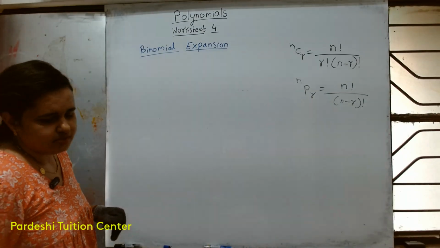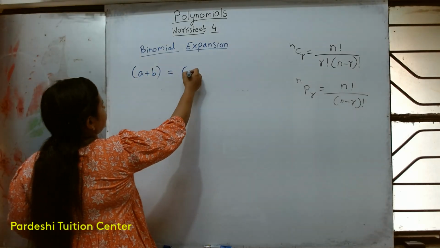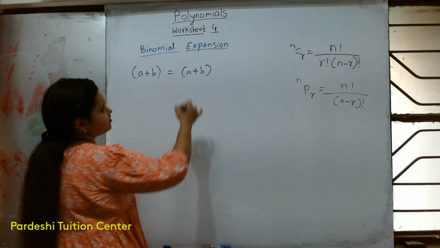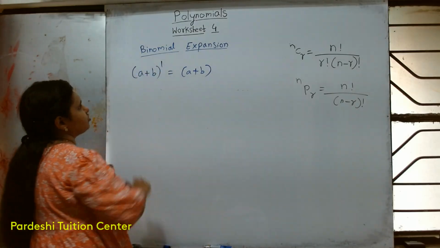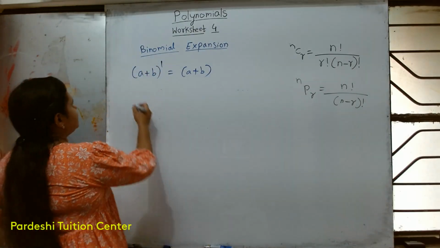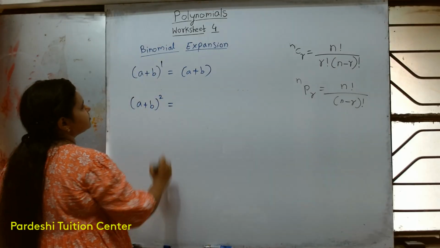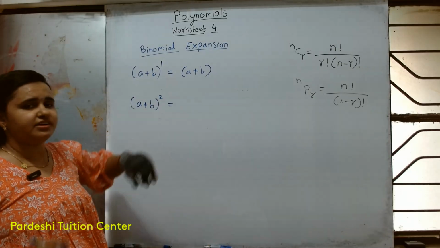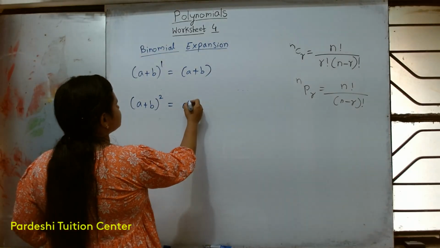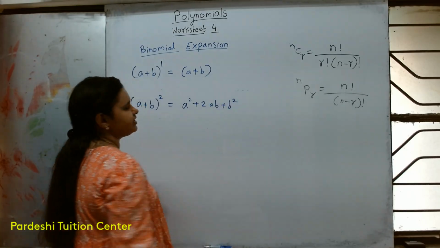Now a plus b, it is equal to a plus b, it is obvious. Its power is 1, so it will be equal to a plus b. Now if I put a plus b square, you know the formula for a plus b whole square: it is a square plus twice ab plus b square.